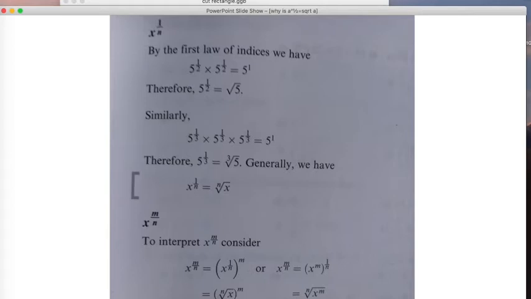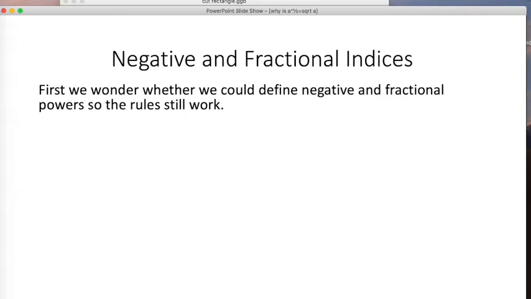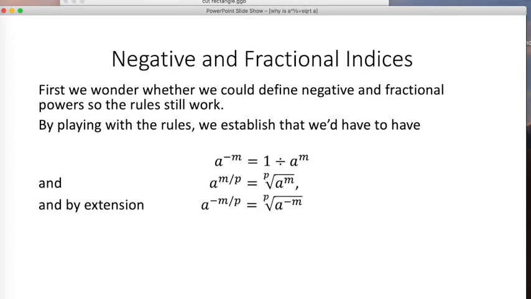So what do we do? Well, that line of argument isn't without its place, but we start first with wondering. We wonder whether we could define negative and fractional powers so that those rules would still work. And if we do that, the line of argument that the textbook produces tells you that there's only one way you can define these things, so it could possibly work. And those are the rules, those are the definitions we'd have to adopt.